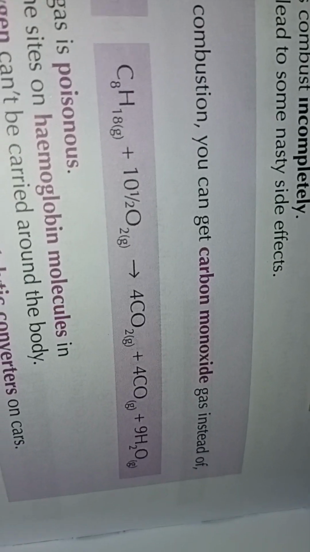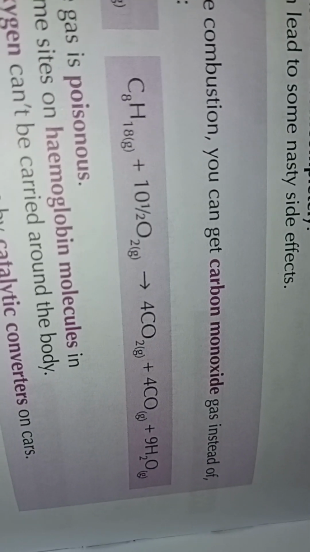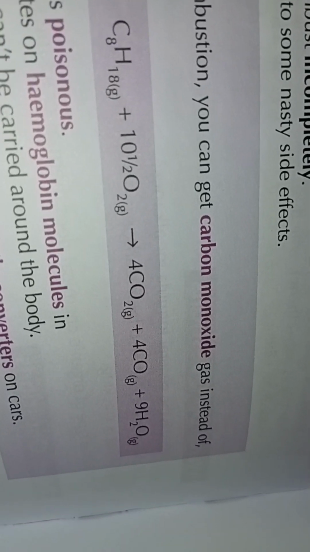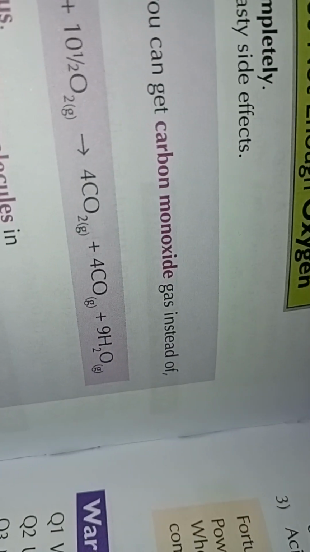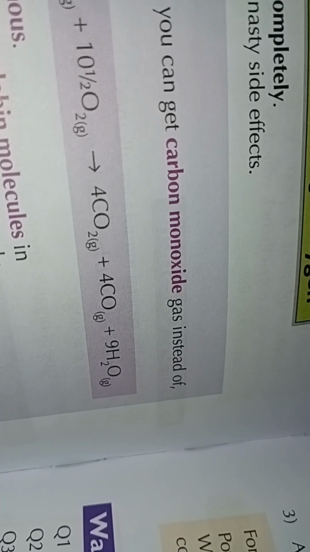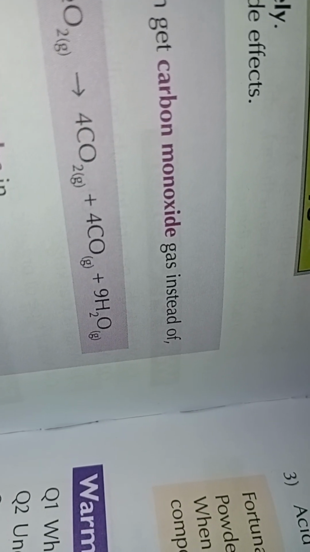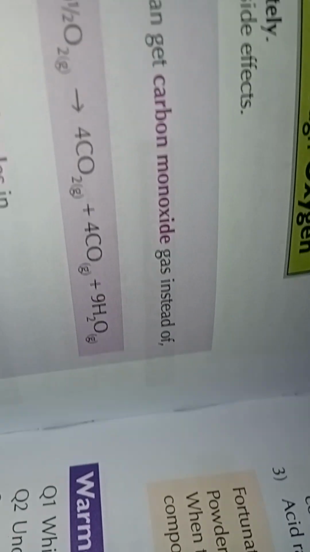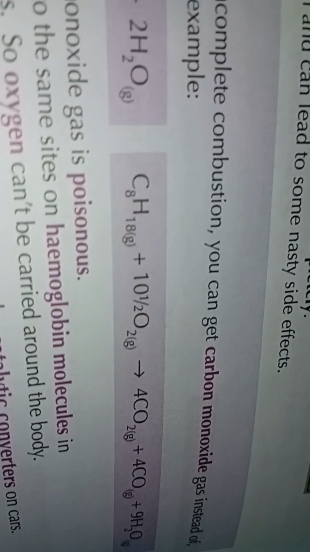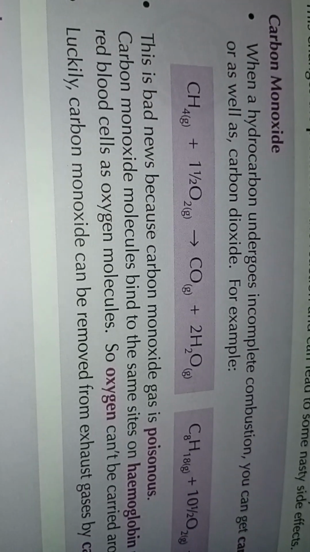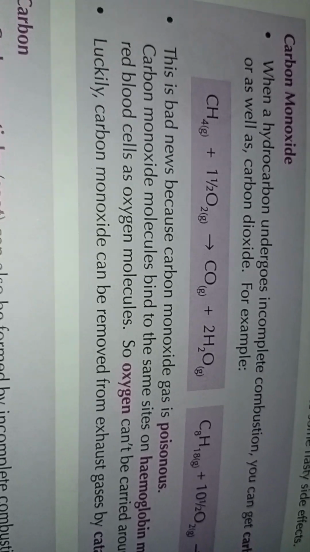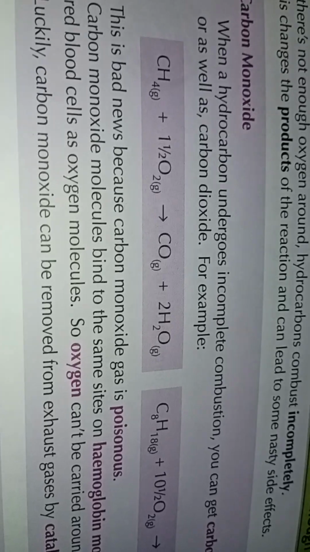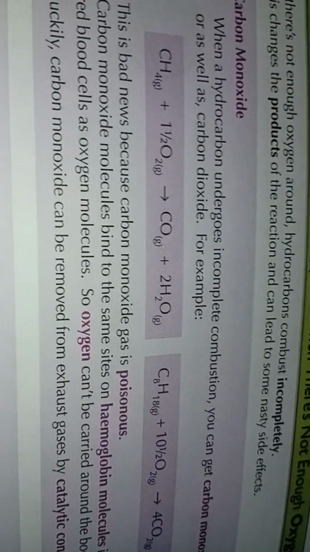Example 2 is C8H18, carbon 8, hydrogen 18, plus 10.5 oxygen, O2, gives you 4CO2, which is carbon dioxide, plus 4CO, which is carbon monoxide, plus 9 parts H2O. Yeah, so these are just examples anyway of hydrocarbons being burnt incompletely.